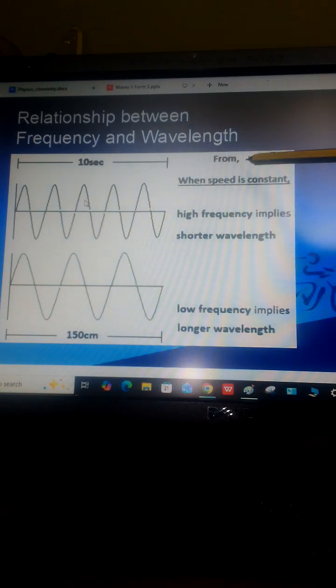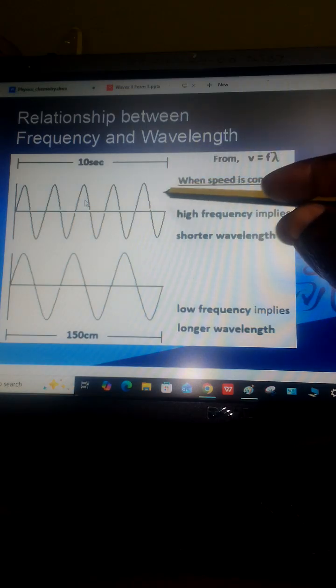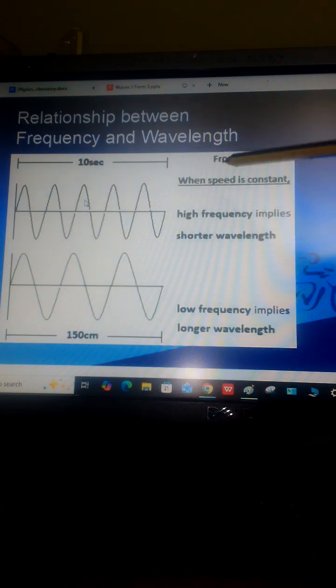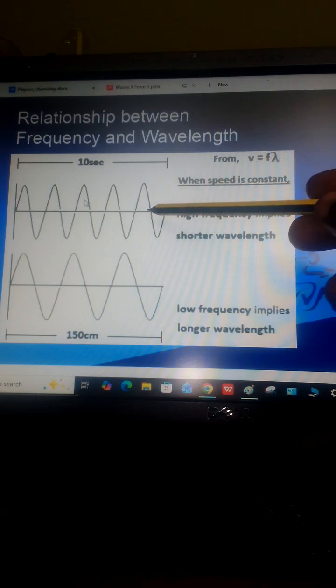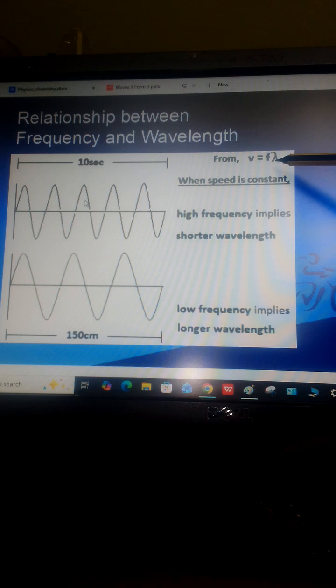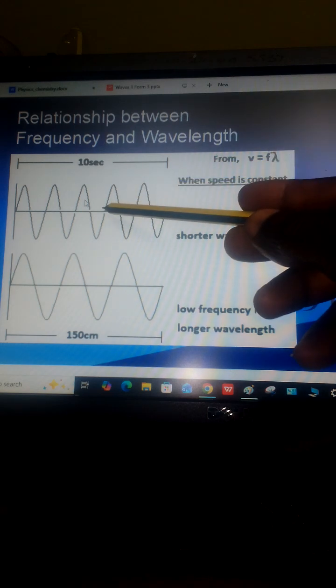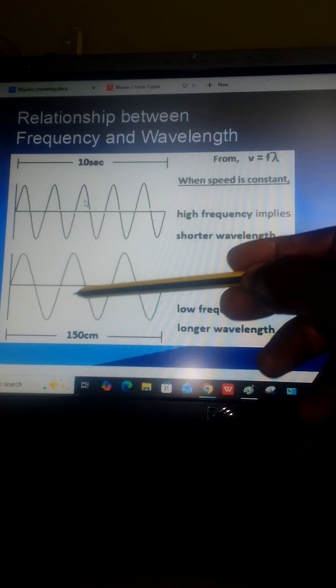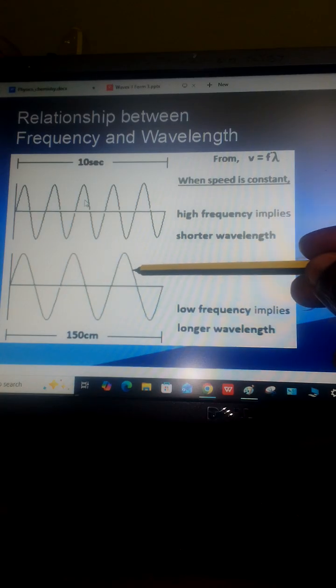And because the speed is constant, we find that the wavelength reduces, because we know that the velocity of a wave is equal to frequency times wavelength. If frequency is high, it means that wavelength is going to be smaller. So in this case, this wave has a smaller wavelength than this one here, because this wave makes fewer cycles per second. It has low frequency.